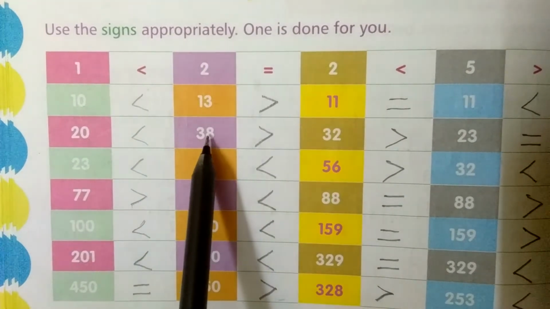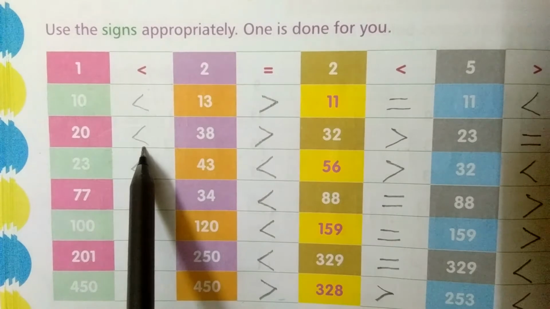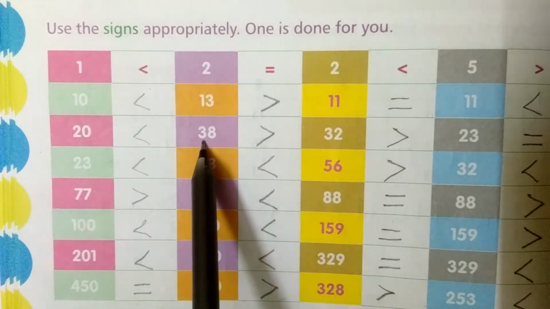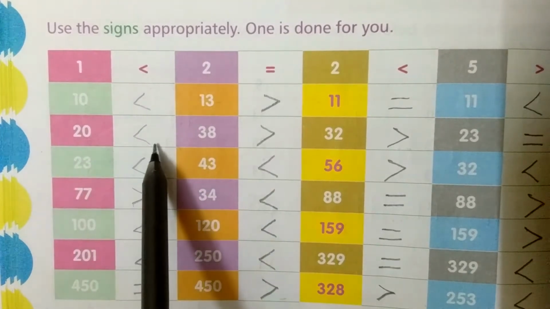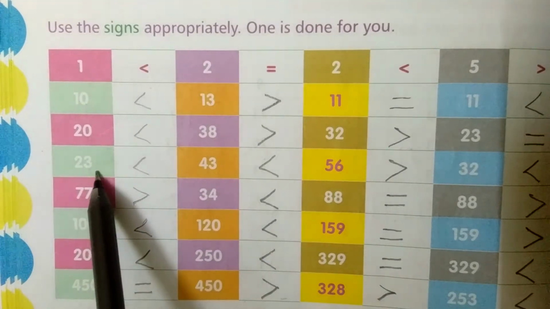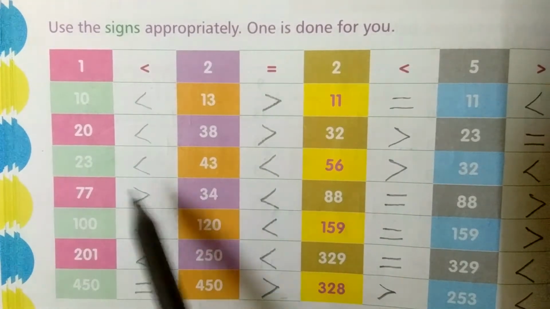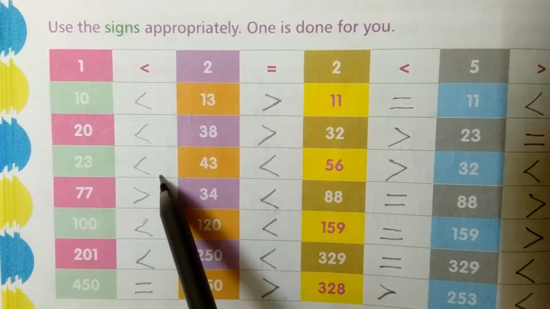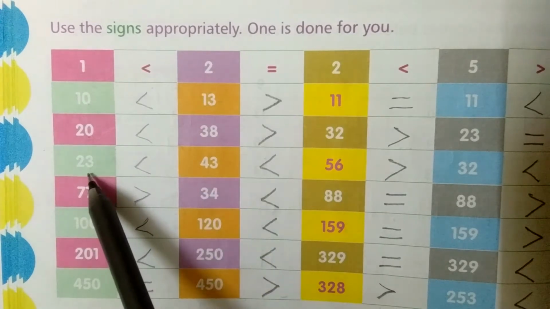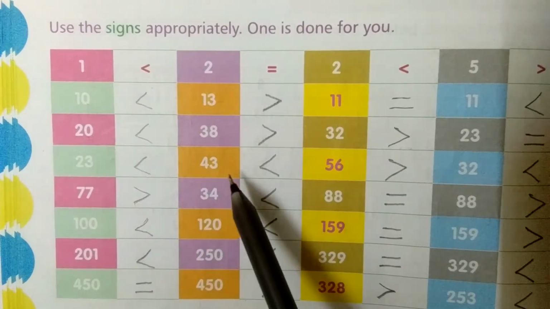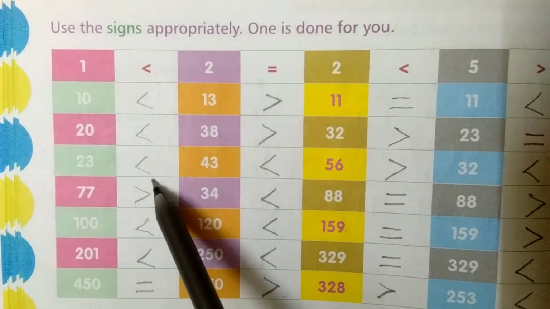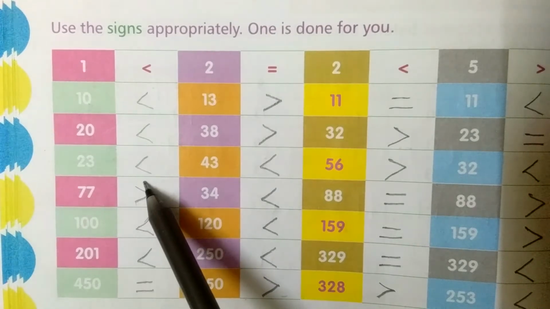Next, 20 and 38. Which symbol do you have to keep here? Yes, less than symbol. Why? Because 38 is the bigger number. 20 is less than 38. Next, 23 and 43. Which symbol do you have to keep here? Yes, less than symbol again. Why? Because which number is more, children, 23 or 43? Yes, 43. So keep this type of symbol. This is the less than symbol.